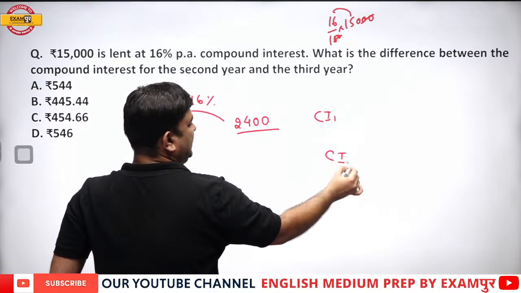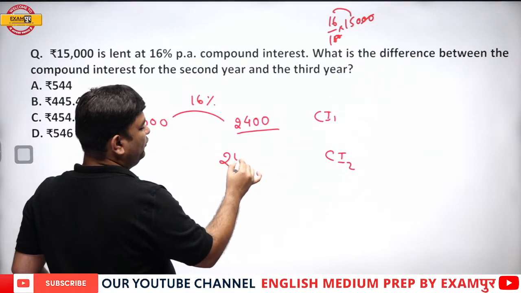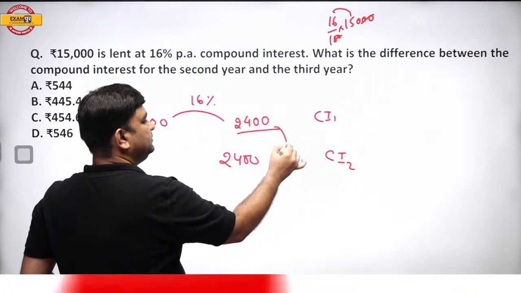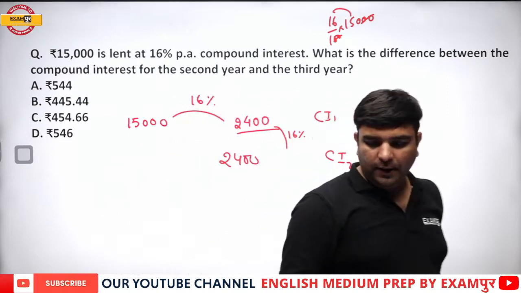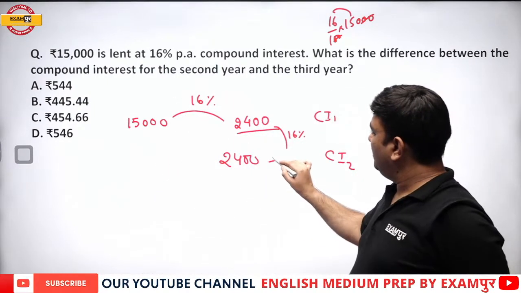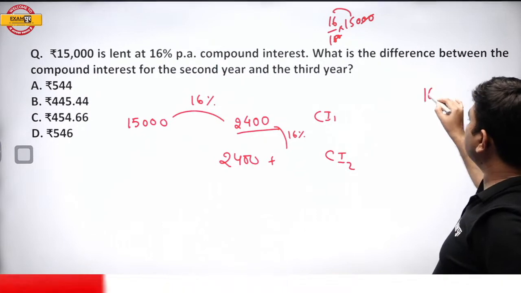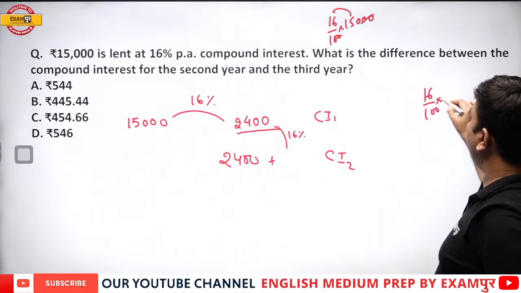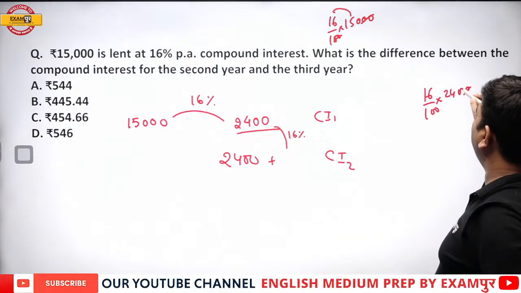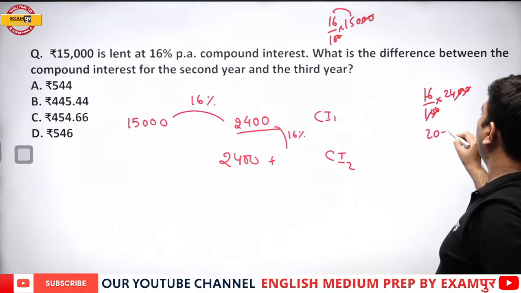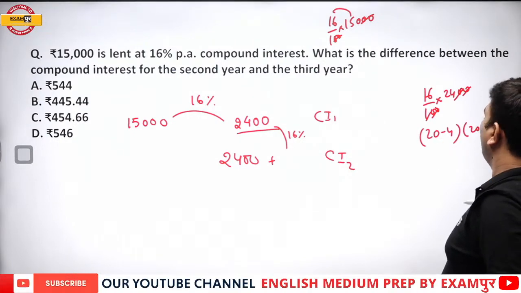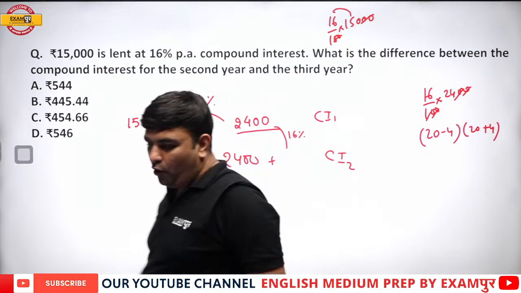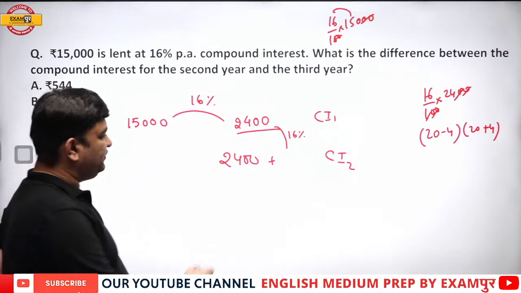What is going to be the CI for the second year? $2,400 plus 16% more. Just once more, guys. I promise you, I will not tell you to find it once more. 20 minus 4, 20 plus 4. 400 minus 16 is 384.